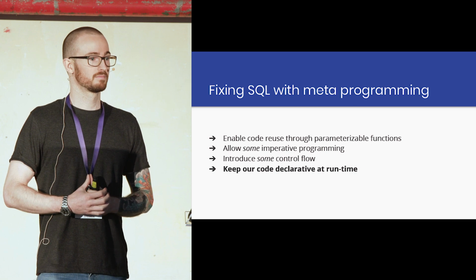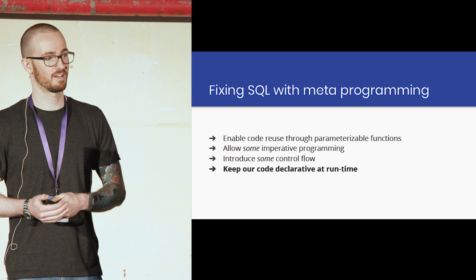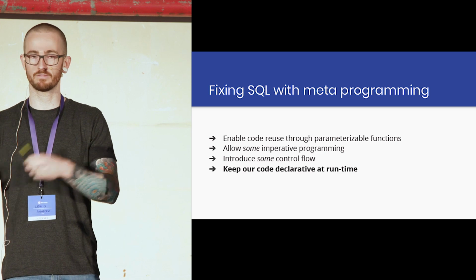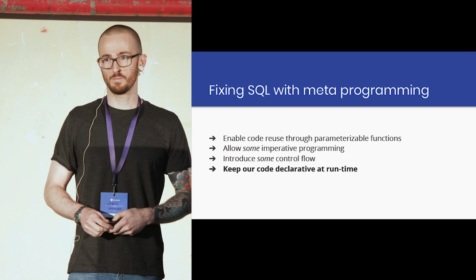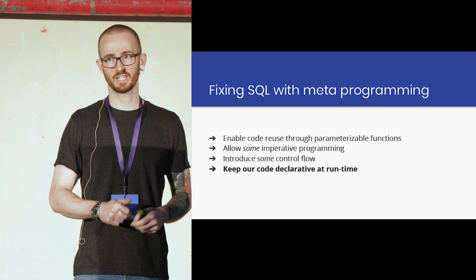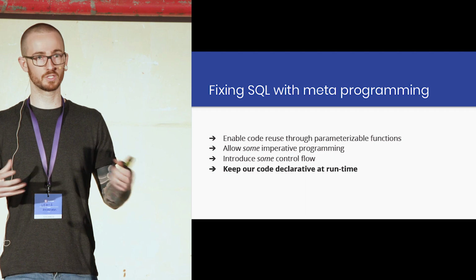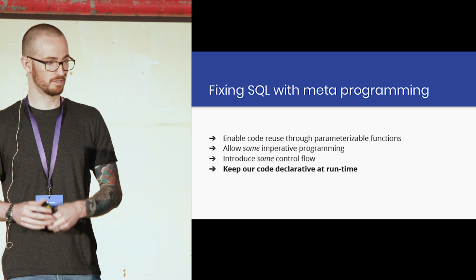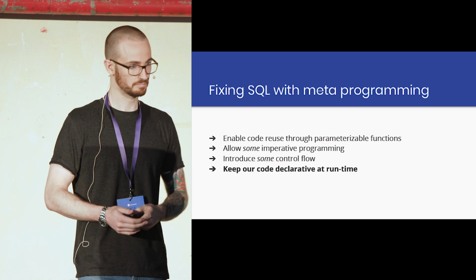So we want code reuse. We want some imperative, iterative, recursive programming. We're going to want to introduce some basic control flow, some if statements: only run this statement if this other statement fails or passes. We also want to maintain some of the benefits of SQL as a declarative query language, particularly at runtime. Something that we would like to avoid is arbitrary imperative user code executing at runtime. And as you'll see in a second, our solution here is to push a lot of that into a compilation step.